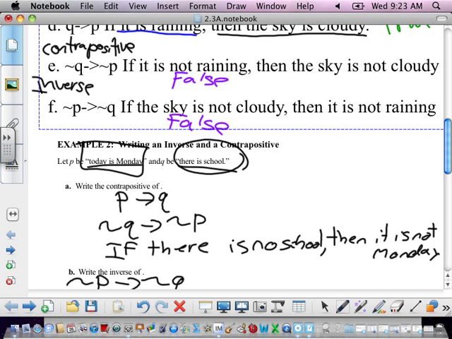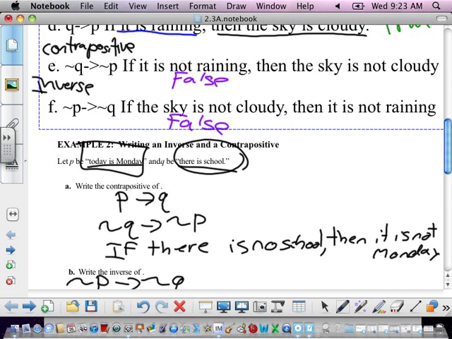Is it true or false? If there is no school, then it is not Monday. False. Because is there ever a Monday where we don't have school? Yeah. Labor Day. Martin Luther King Day, all kinds of stuff.